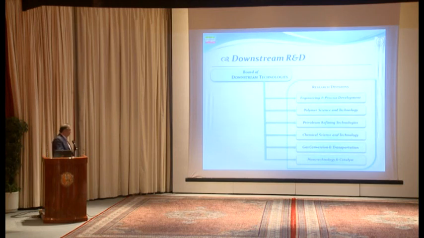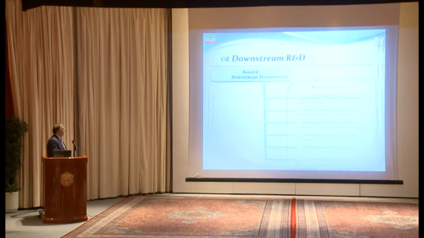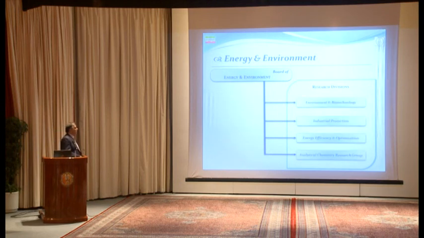You see here divisions related to downstream technology: polymer, petroleum refinery, chemical science and technology, nanotechnology and catalyst. And also in energy and environmental: environment, biotechnology, industrial production, energy efficiency and optimization, analytical chemistry research group.